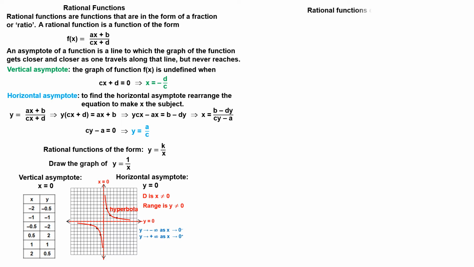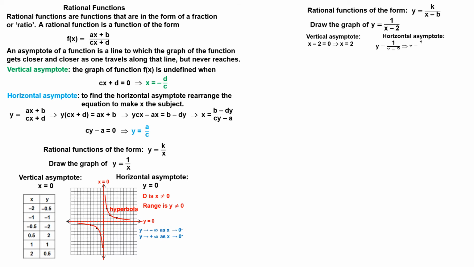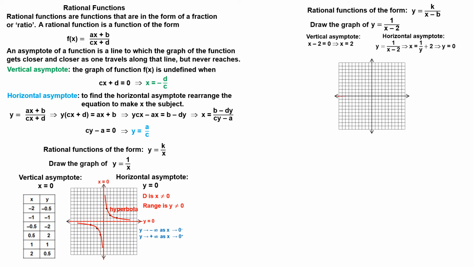Rational functions of the form. Draw the graph of the function. First, find the vertical and the horizontal asymptotes. The vertical asymptote is the line x equals 2. To find the horizontal asymptote, make x the subject. The horizontal asymptote will be the line y equals 0, or simply the x-axis. Draw the asymptotes.